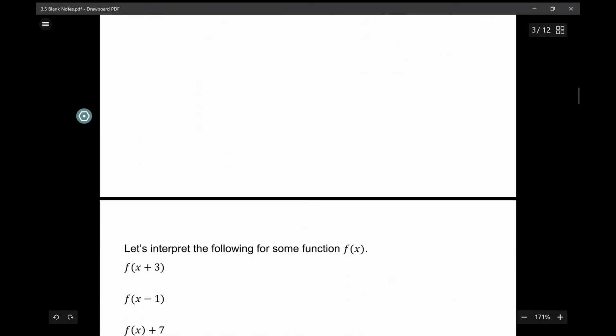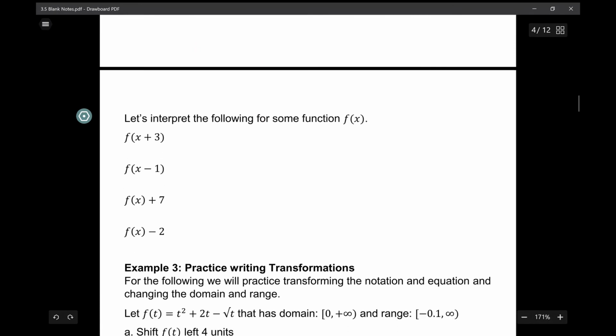Hopefully that made sense. Let's go ahead and practice looking at these graphs. This is just for some function f of x, and let's write down what kind of a shift we have. We can double check these. So f of x plus 3 is going to be, since it's inside, a horizontal shift.